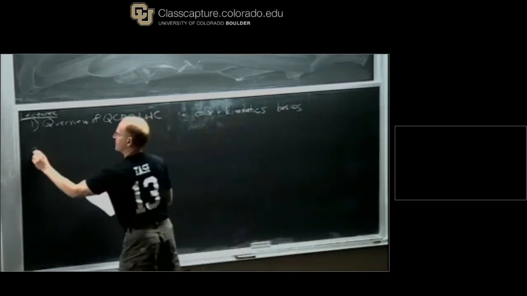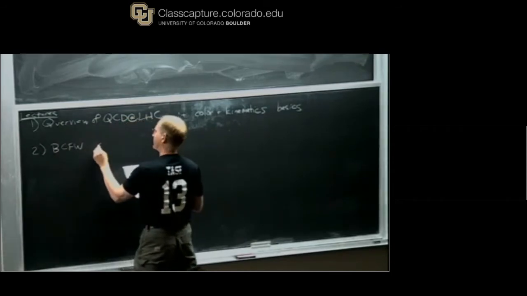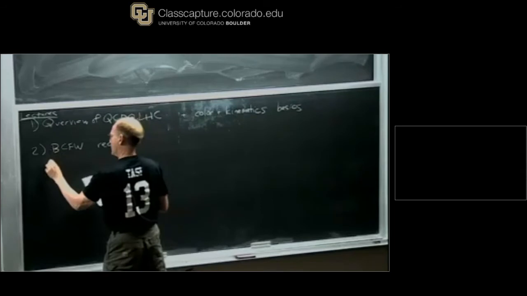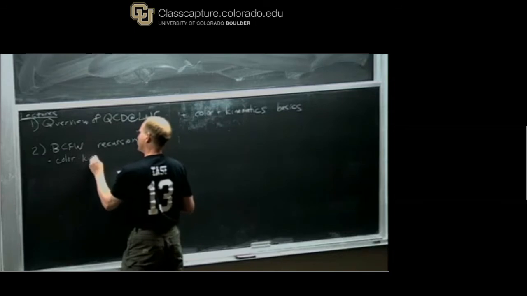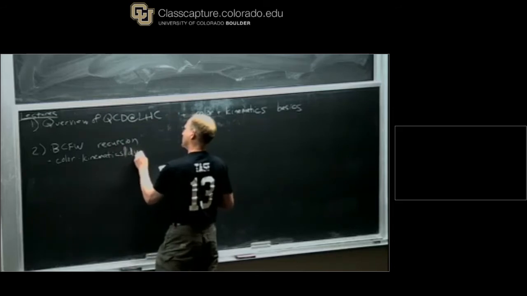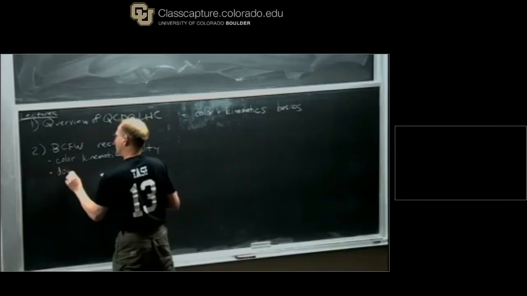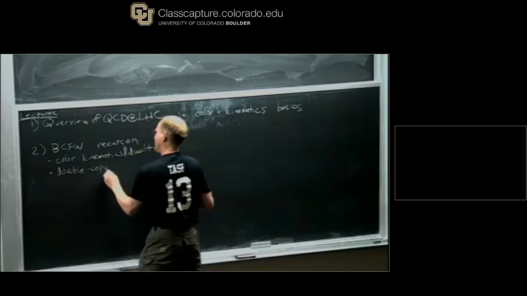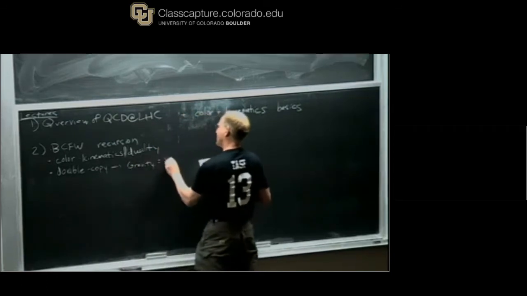And then next time we'll talk about on-shell recursion relations, or BCFW recursion, and as time permits, extra relations between amplitudes that go under the name of color kinematics duality. And that's closely related to double copy, which is a method for implementing this slogan, gravity equals Yang-Mills squared.